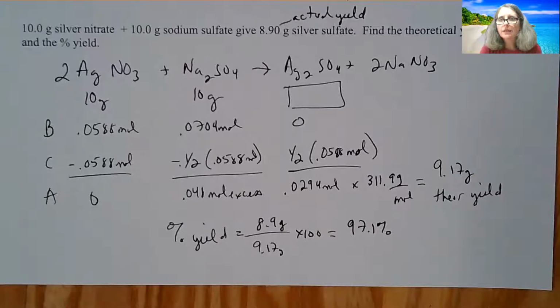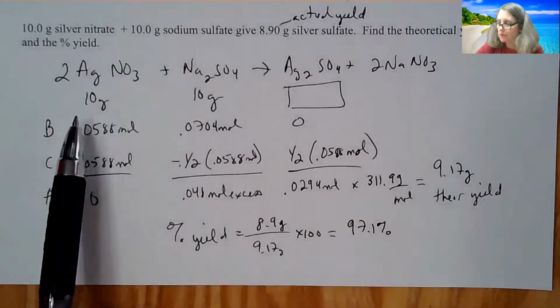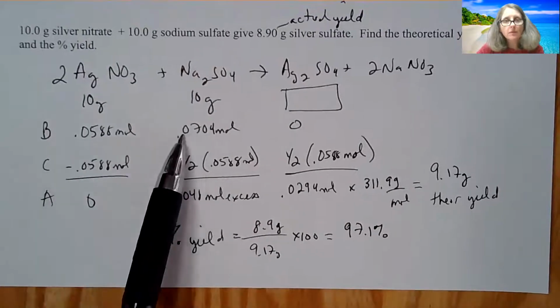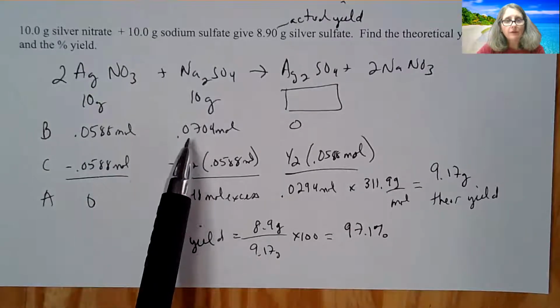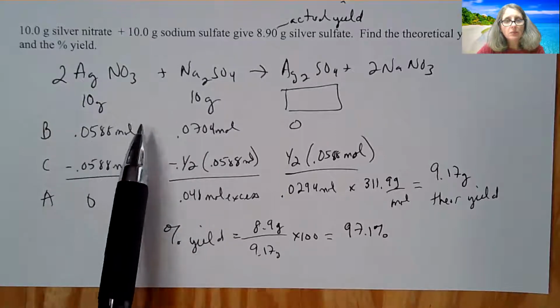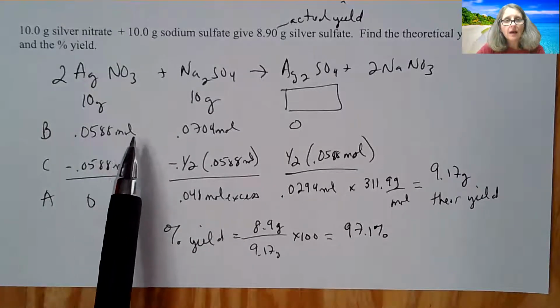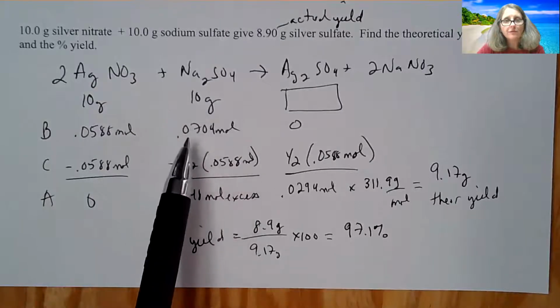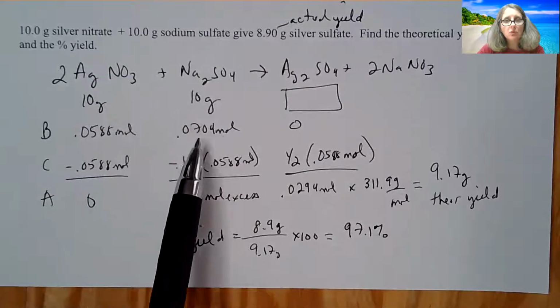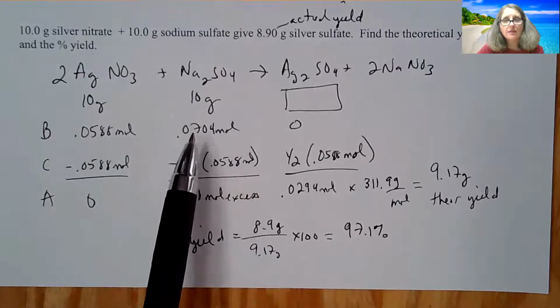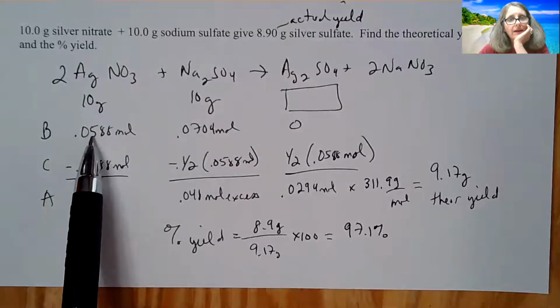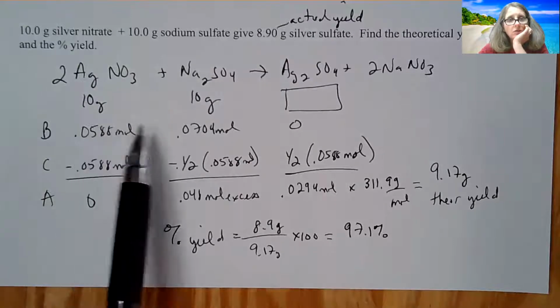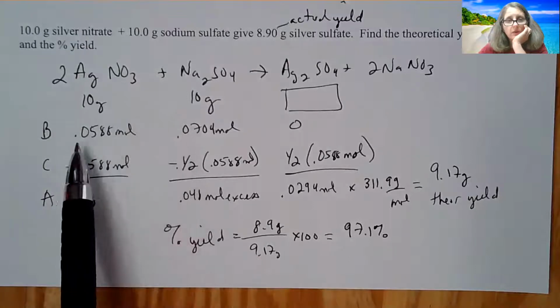So here I have the completed BCA table and showing you some of my work. Again, I have to convert the grams into moles in order to use a BCA table. And then how I figured out who my limiting was is I saw that this is 0.0588 and this is 0.0704. This is a 1 to 2, so I need twice the amount of this, twice this number of the silver nitrate. Or you could think of it as, if I divide this by 2, do I have that much sodium sulfate? So either way you could think about it.